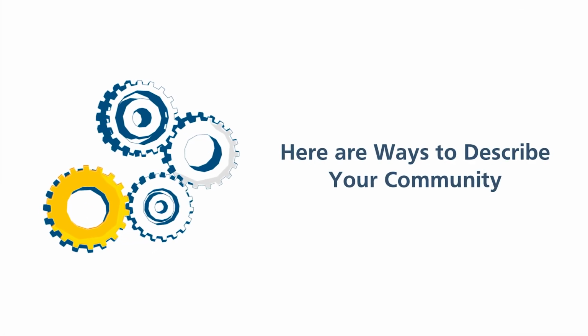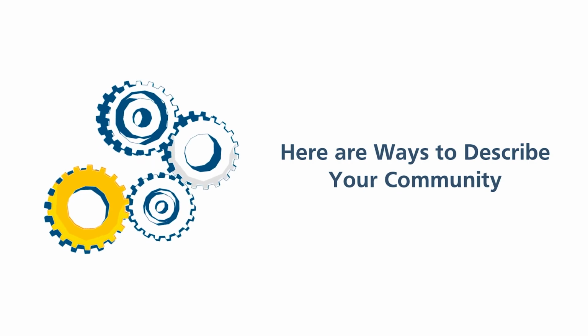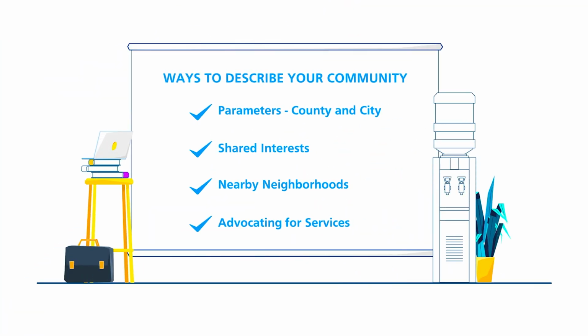While there are no hard rules on how to define a community of interest, we've identified ways for you to describe your community. Begin with your county and city, or rural community. Mention the street names and significant locations in your neighborhood to help us identify the parameters of your community. What are your shared interests? What brings you together? What is important to your community?